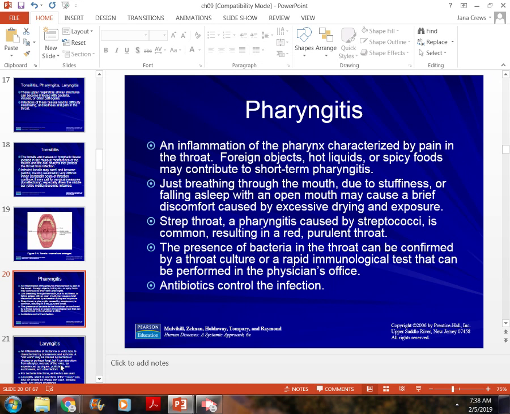Pharyngitis is an inflammation of the pharynx or the back of the throat. You do have a sore throat with that. Foreign objects sometimes like food can cause more pain. Hot liquids can make it more painful, and so can spicy foods. Some of those things also can contribute to short-term pharyngitis just because they have caused minor damage to the back of the throat. Sometimes when you have these issues, just breathing can cause soreness and stiffness and discomfort. Falling asleep with your mouth open can cause some inflammation of the back of the throat.